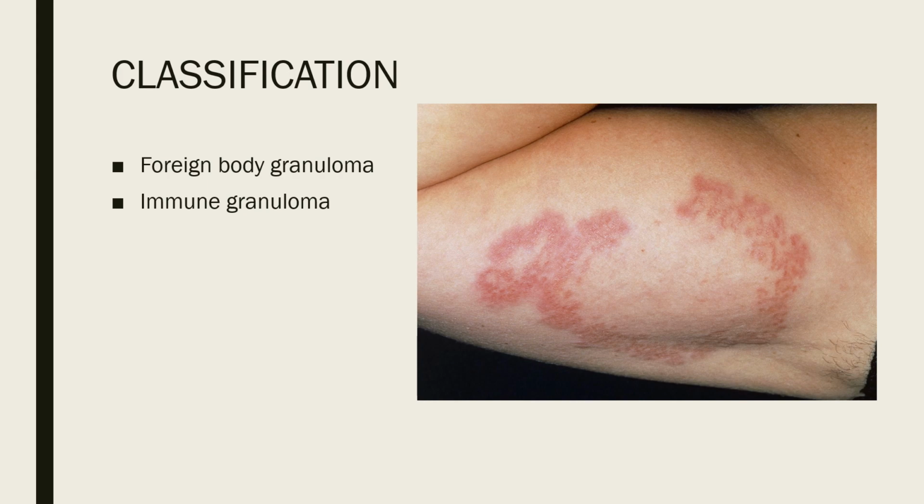Now foreign body granuloma is inflammation that is caused by foreign body entrance that does not hinder the T cell mediated immune system, whereas immune granuloma is an inflammatory response that is caused by any foreign bodies that cause a hindrance to the T cell mediated immune system.